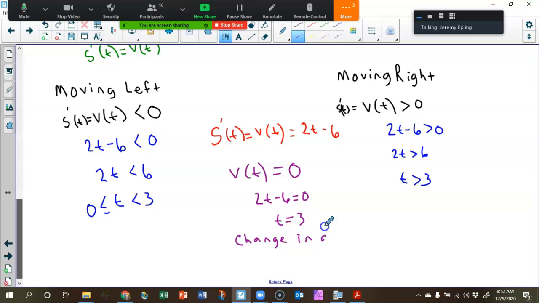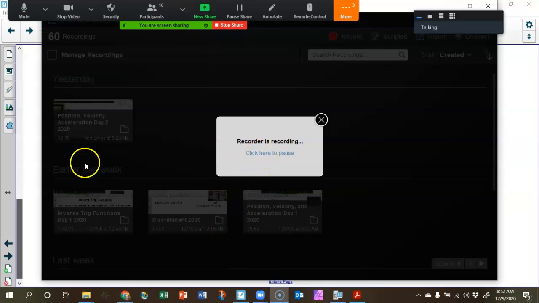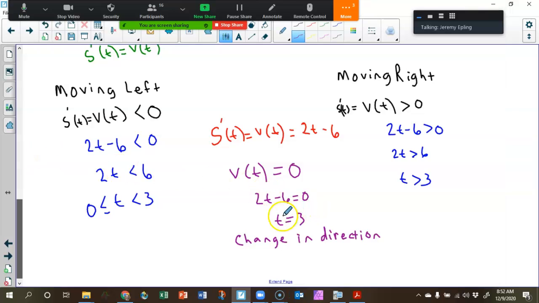And if you noticed, as our particle moved when we looked at it on our calculator, as it moved, it slowed down and then stopped momentarily. That stop was at 3 seconds.